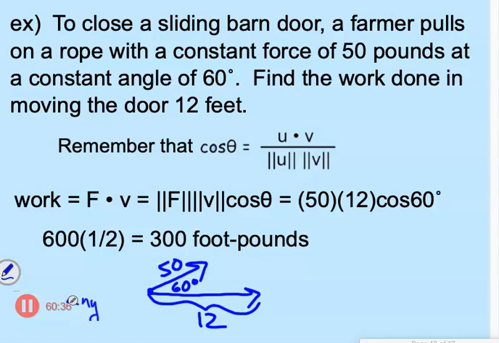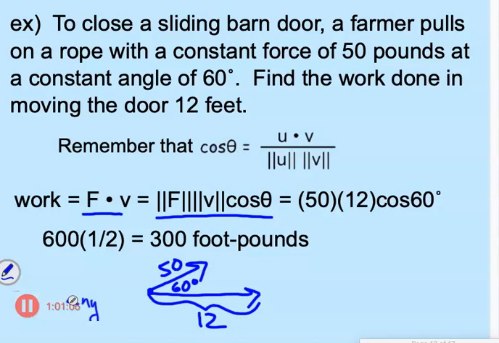Now, you don't have F. You could write F in component form in order to do the dot product, but remember dot product, you do x times x plus y times y. We don't have x's and y's. We could write x's and y's, or we could just use this formula, magnitude of F times magnitude of V times the cosine of the angle between them, in order to find F dot V.